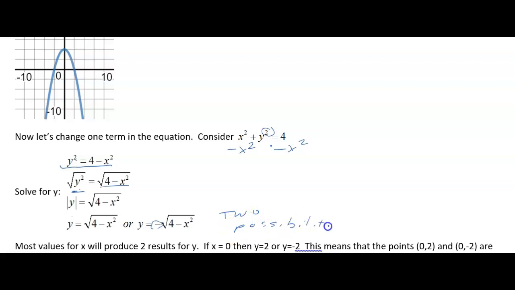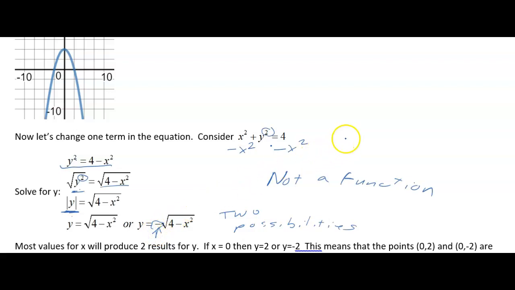Any x I put in, I have to calculate the positive square root of 4 minus x squared as well as the negative, and I have a choice for y. So this is not a function. In that absolute value, when you take the root of both sides, that only happens when you're taking an even root, like a square root, 4th root, or 6th root. Because the y was squared, it was an even exponent, I get this situation here, and therefore it's not a function because I have to have 2 answers.